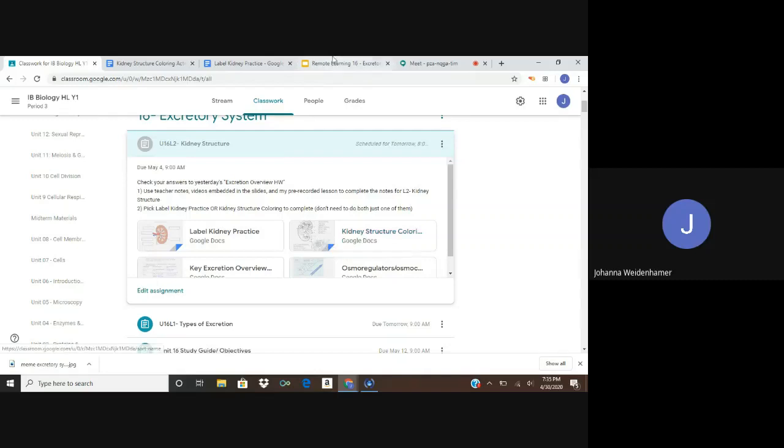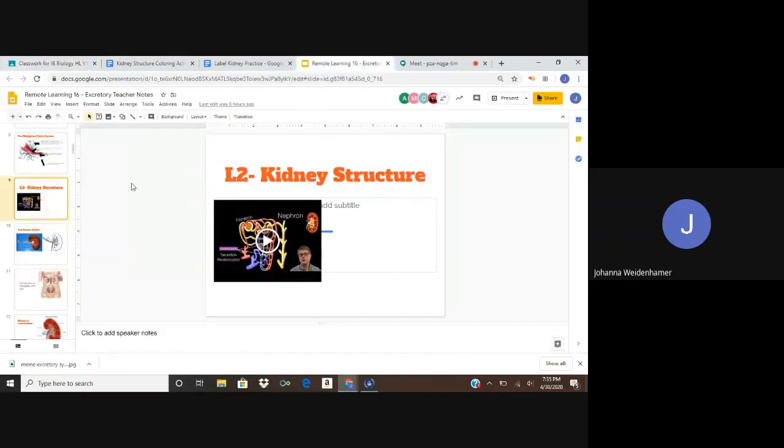Therefore, let's get right on into it. We're going to be talking about Lesson 2, Kidney Structure. So yesterday's lesson, we talked a little bit about the different types of excretions that are produced by different organisms. We also talked about specific systems based on different organisms.